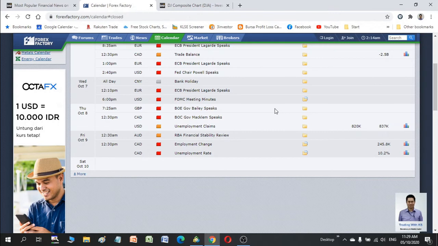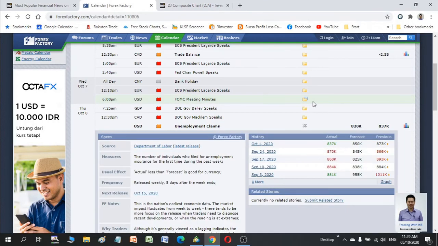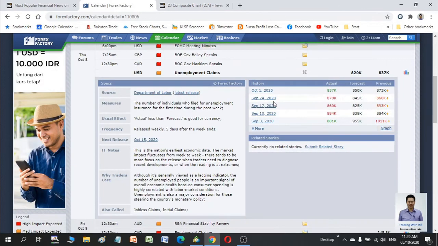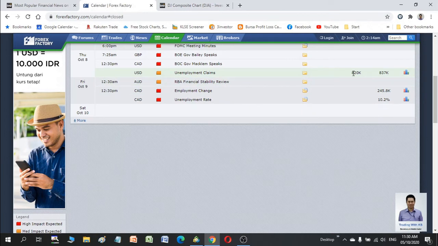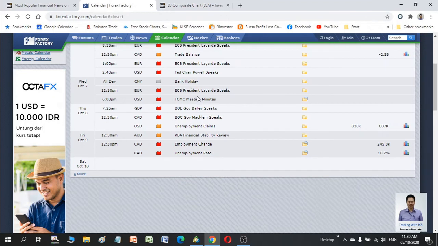And Thursday we have the BOE, Governor Bailey of Great Britain speaks, so do note, this could be high impact news. The Bank of Canada governor speaks. Another U.S. unemployment claim: last week was the jobs report, this week is the jobless claims. We expect it to be better, at 820K, meaning fewer people are claiming unemployment. Let's see how it goes. This is on Thursday, another high impact day for pound, CAD and USD.